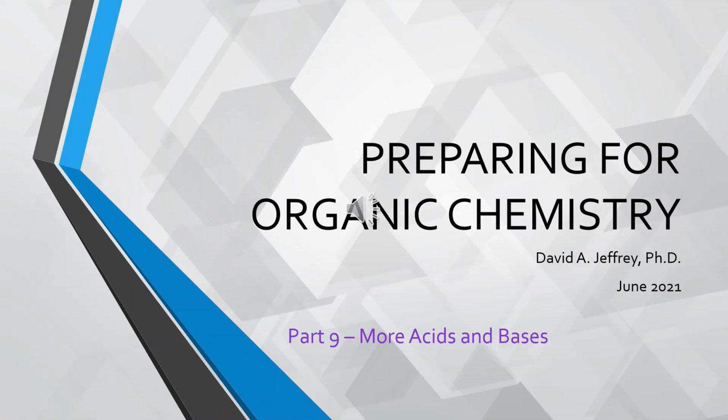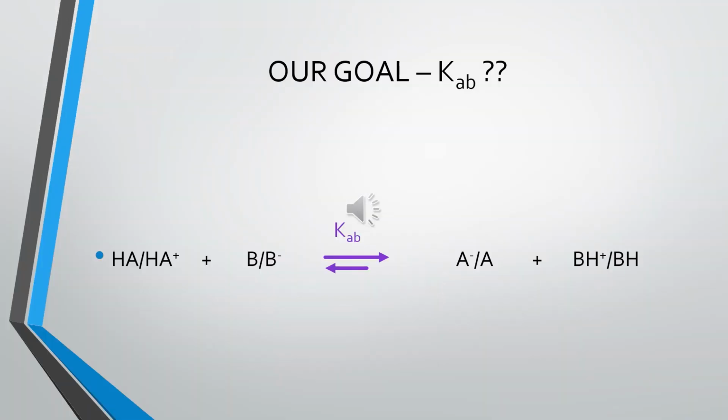Hey, welcome back. This is part 9 of the mini course Preparing for Organic Chemistry. We're continuing our discussion of acids and bases in organic chemistry. There's a lot to acid-base chemistry. If you recall general chemistry or AP chemistry, there's a lot to it. So just so we don't lose our way, let's remind ourselves of our goal here. What is our overall goal or objective in reviewing this information?